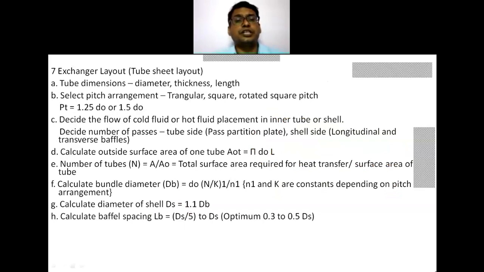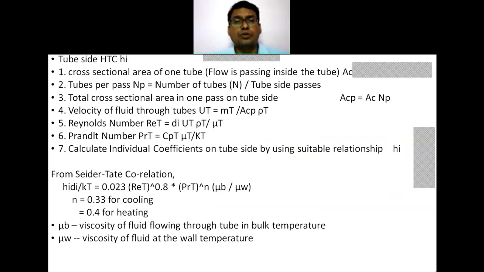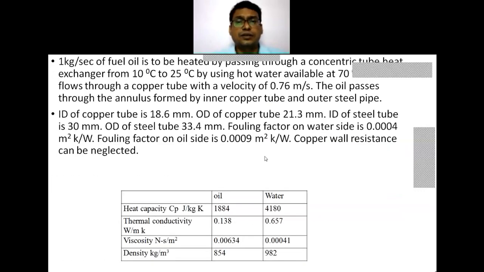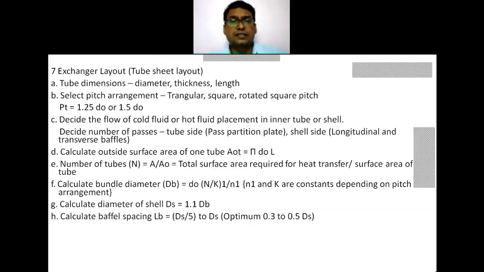Then coming to the exchanger layout. In the exchanger layout, it is already mentioned the ID of the tubes and OD of the tubes. In this case, it's a double pipe heat exchanger, so only the tube dimensions, that is diameter, thickness and length, will be of consideration. However, the pitch arrangement will not be considered.